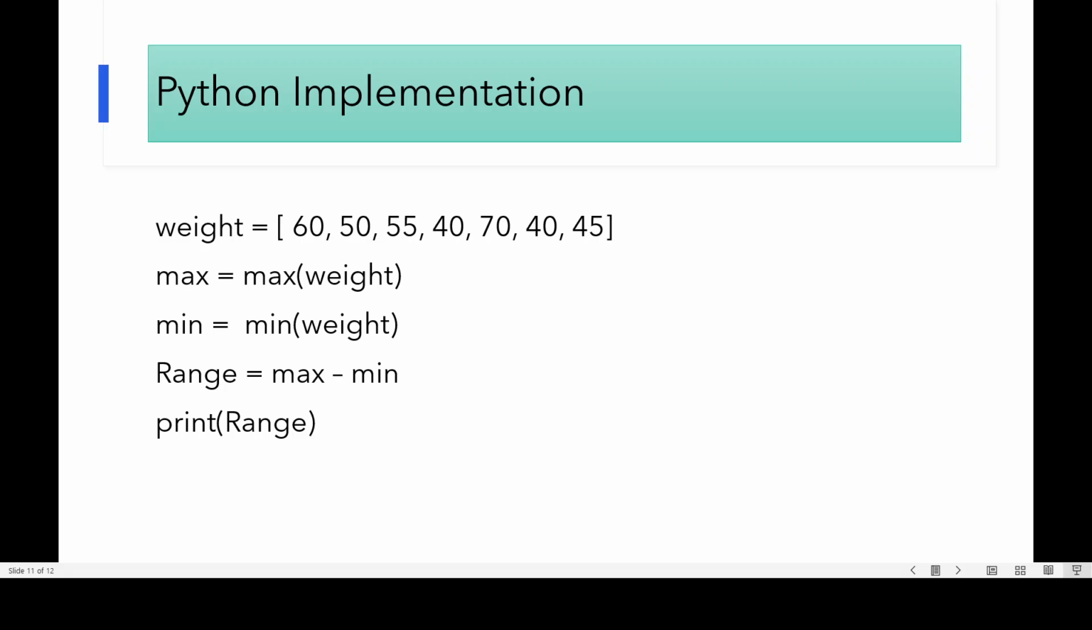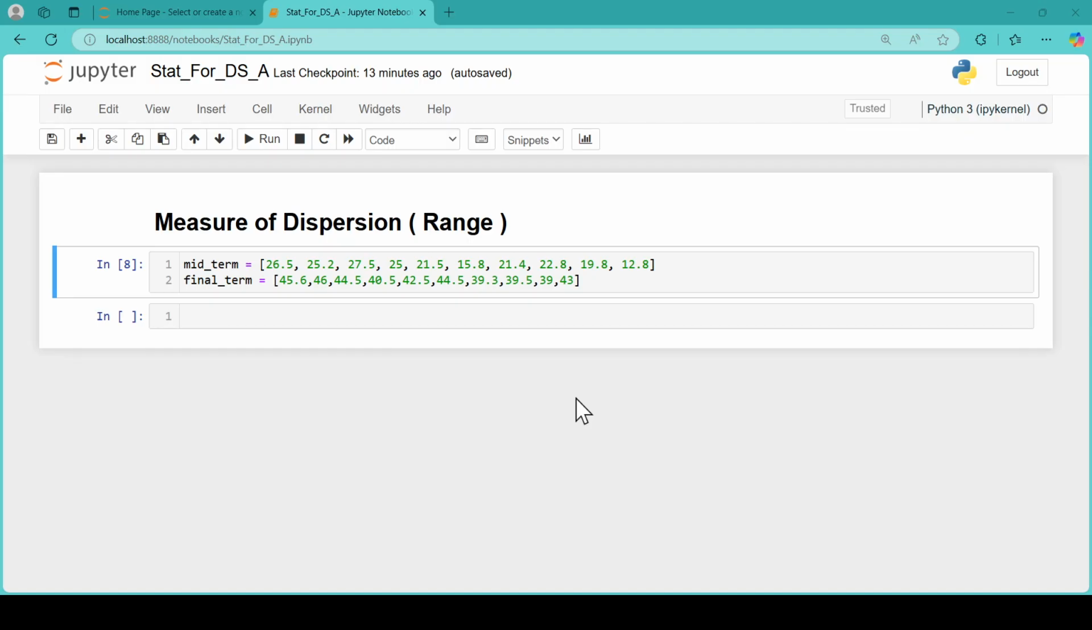Here is a Python implementation. We can simply use the built-in Python functions max and min to calculate the range of the data set. So here we have a data set of the midterm and final term scores.